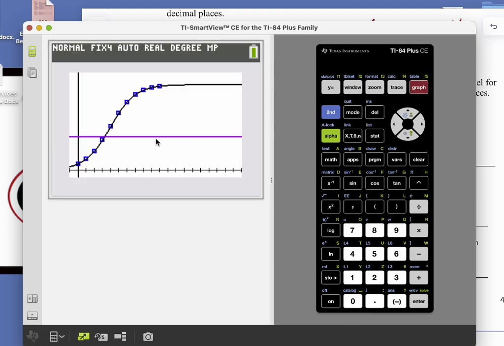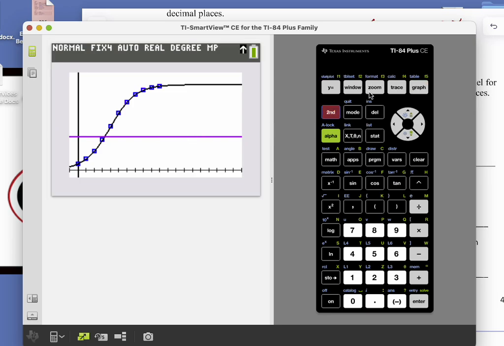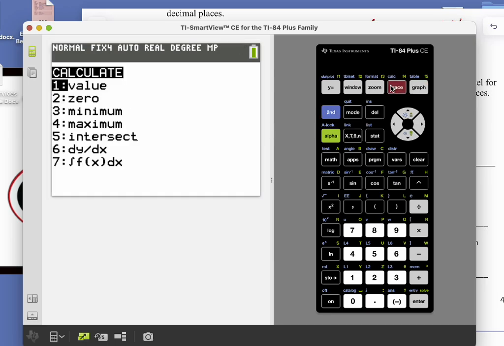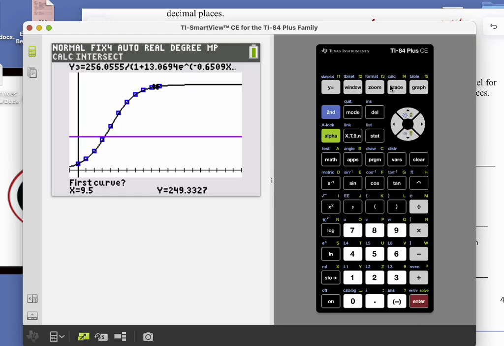You go to second calc, and then press 5 for intersect. Yeah. So I want to find out where they intersect. Now, you could have some problems where maybe you have like a parabola and a line, or cubic and a line, it hits more than once. Now, these only hit once, but sometimes they hit more than once.